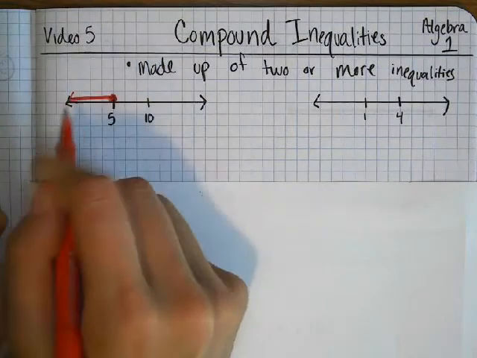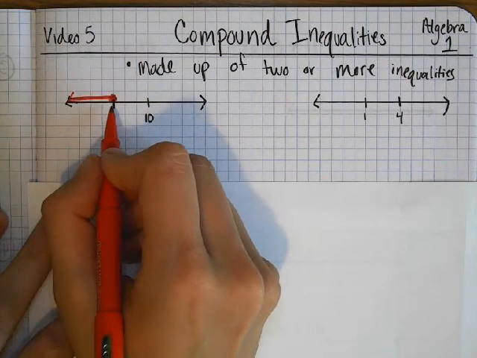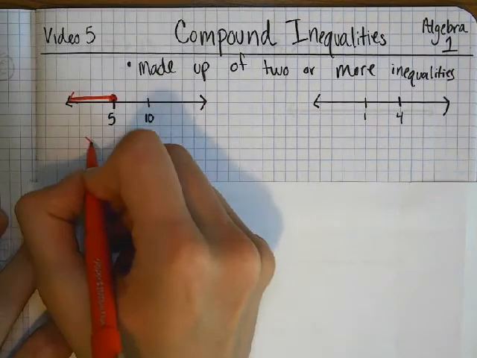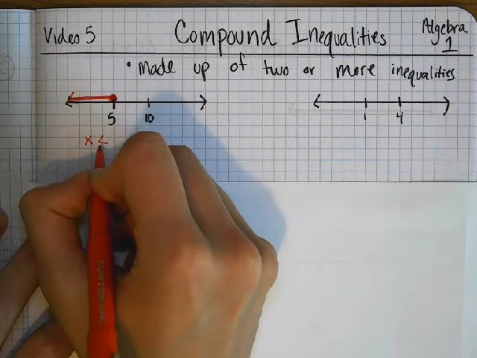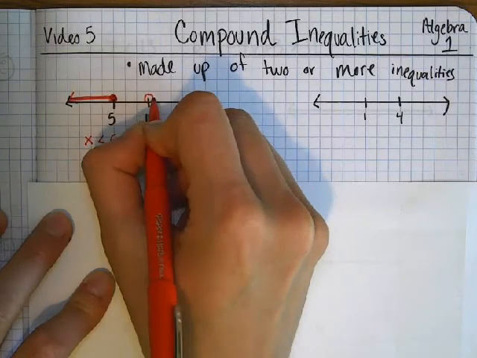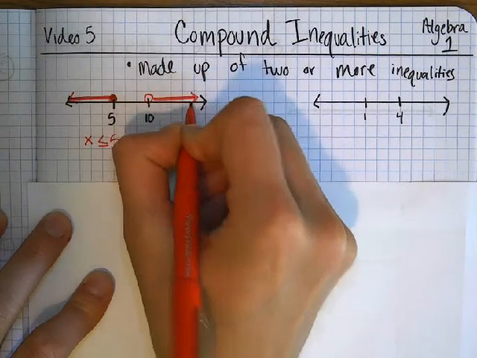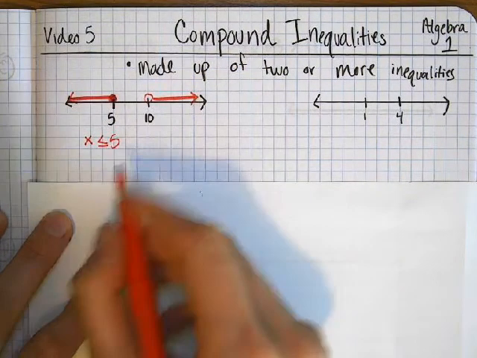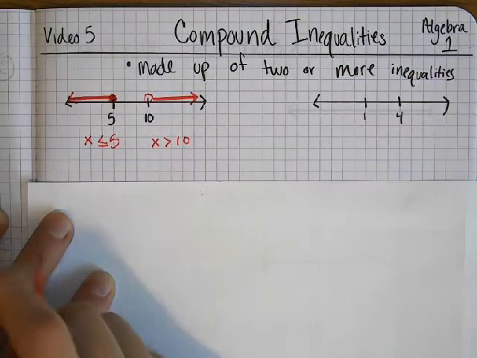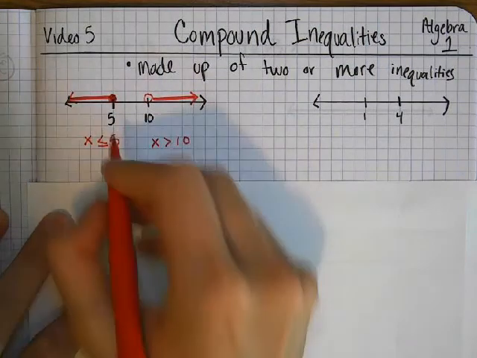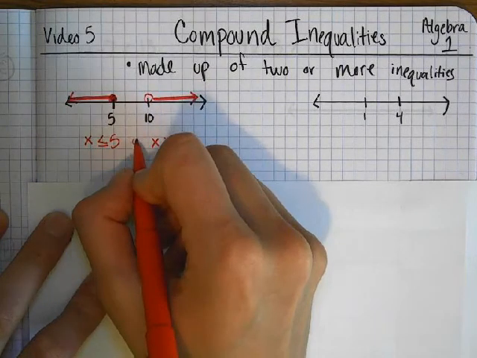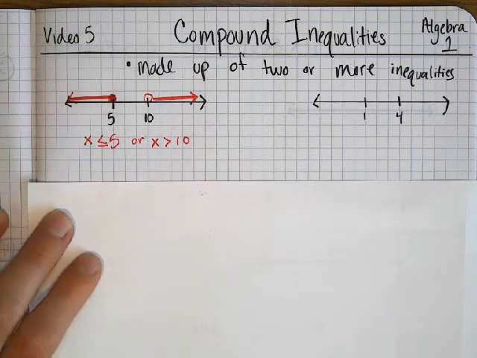Alright, so this looks like x is less than 5, or less than or equal to, because of that closed circle. So I'm going to say x is less than or equal to 5. And then we could have something that maybe looked like this on our graph. Okay, this would be x is greater than 10. So here on this number line we could have x is less than or equal to 5 or x is greater than 10.